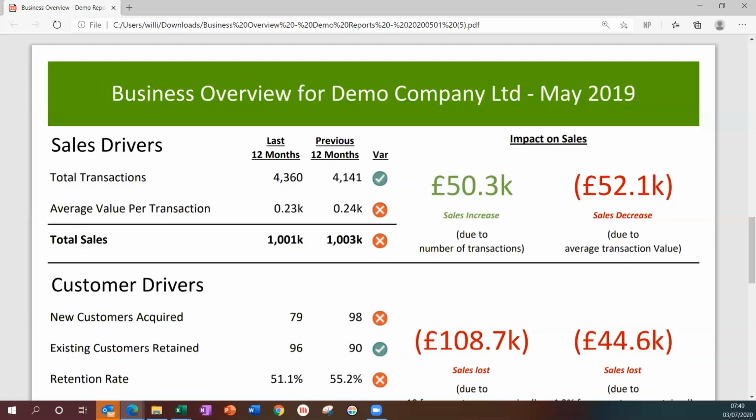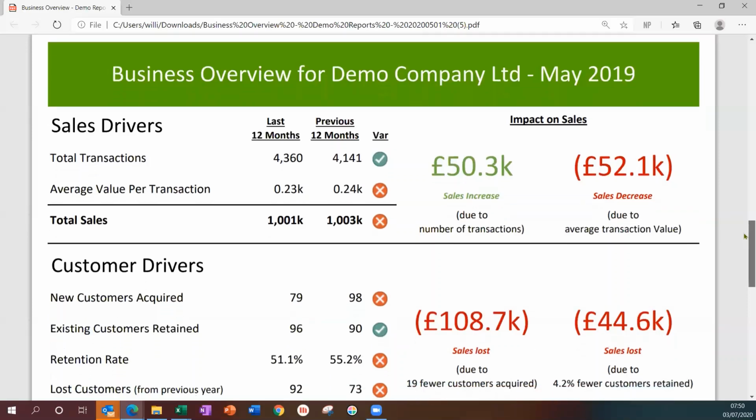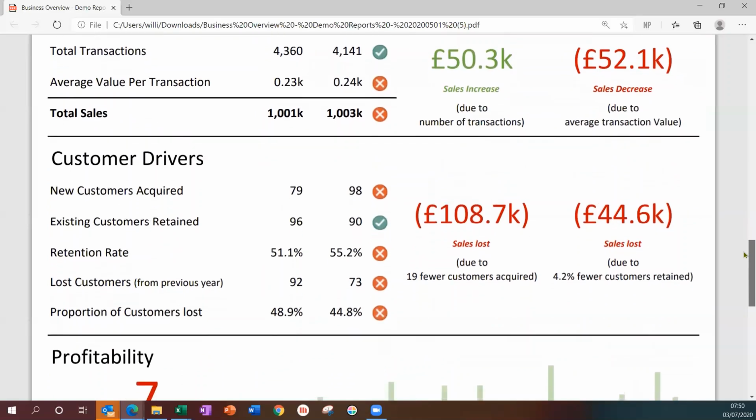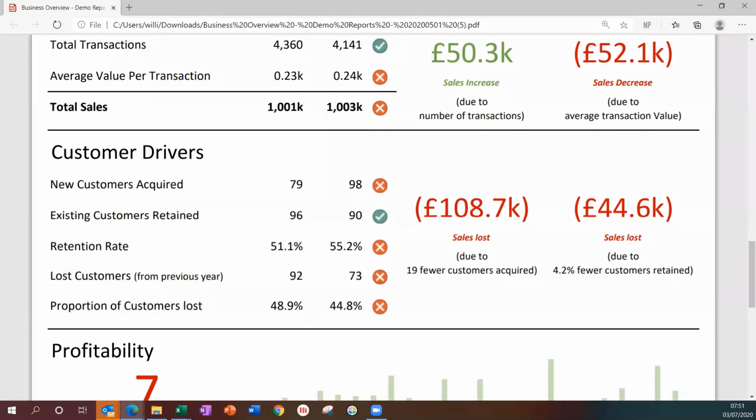The impact this has had on total sales is then displayed on the right-hand side of the Sales Drivers section. Sales impact due to customer number movements year on year is then displayed in the Customer Drivers section below. A new customer is defined as a customer who had a transaction in the most recent 12 months but didn't have a transaction in the previous 12.